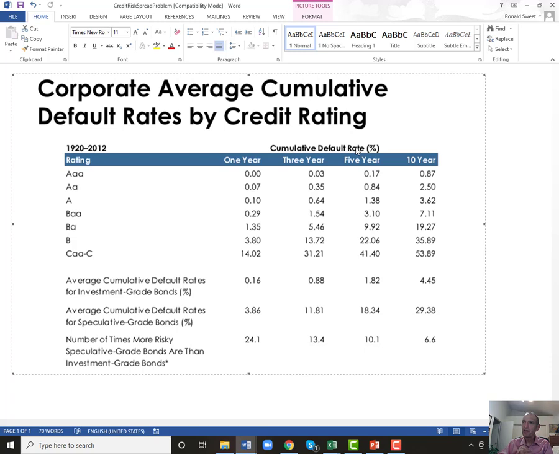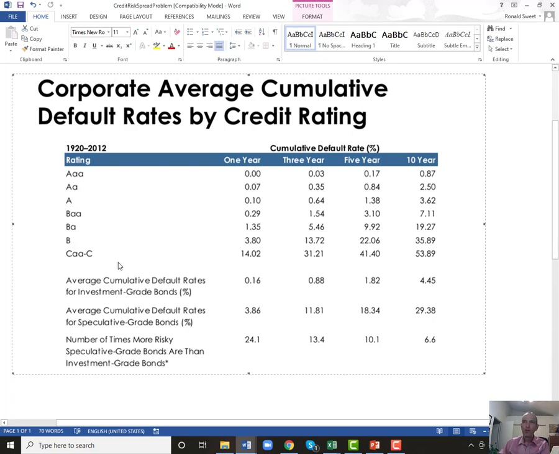So your recovery might be 40-50%, especially for AAA. You may get 50%. So this 0.87%, that's your default rate, but you might get half of your money back. So your real loss may only be about 43-44%. Now your recovery rate's going to decline as you go down. For these single Bs, your recovery rate might only be 20-30%.